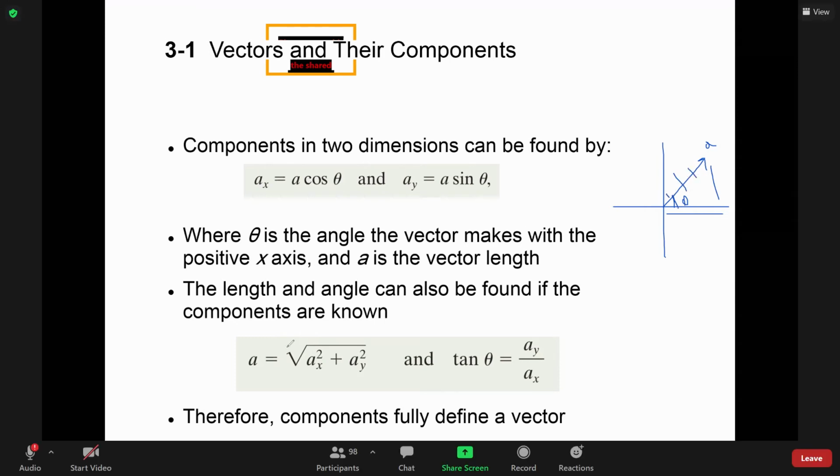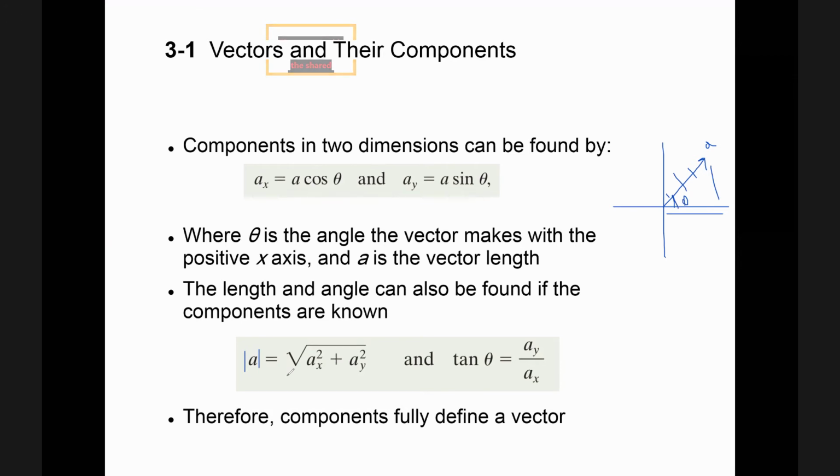Yeah. The length or magnitude of the vector A is, according to Pythagoras, the square root of ax component squared plus ay component squared. This is Pythagoras law. So if you know the components ax and ay, can you know A? Yeah, because according to Pythagoras law, A is the magnitude, absolute value, under the square root of ax squared plus ay squared.